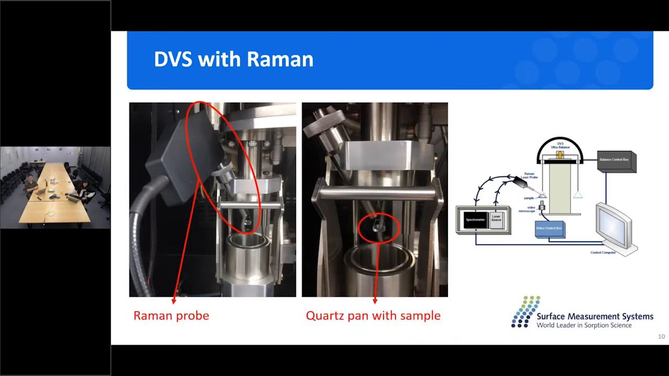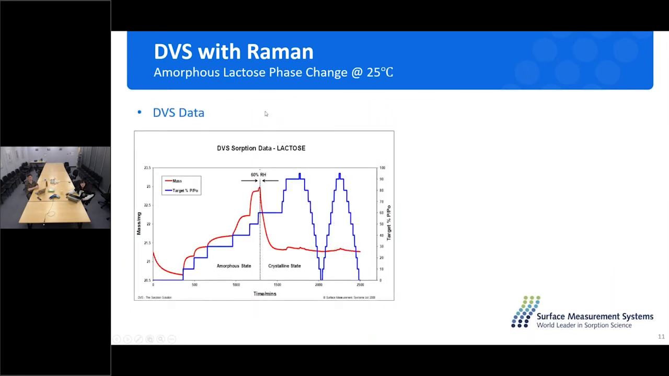And another option, as Dr. Christine also mentioned before, is that DVS can also be integrated with Raman. So we can put a Raman gun mounted to the sample of interest, and then we can collect Raman spectra at the end of each humidity step. So here we have the amorphous selector sample. From the left-hand side, we have the DVS data, in which we're changing the humidity from 0 to 90% RH with different steps. And we notice a significant drop in the mass for this selector sample, which correlates to the amorphous to the crystallized phase change.